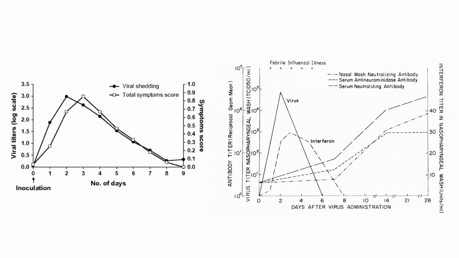But then you see your adaptive response, nasal wash neutralizing antibody and serum neutralizing antibody. These are these dotted curves. You can see they come up way later. Look, they're starting to rise at day 7 or so when the virus is already gone. So they're not playing any role, these antibodies. Of course, the next time you get infected, they're going to play a role as part of the memory response.